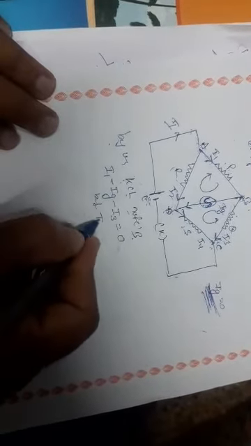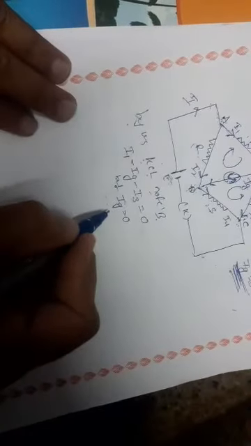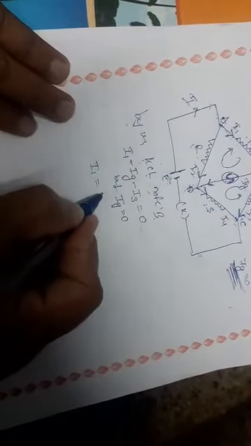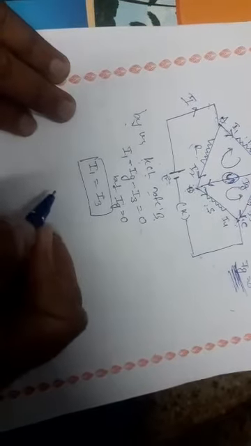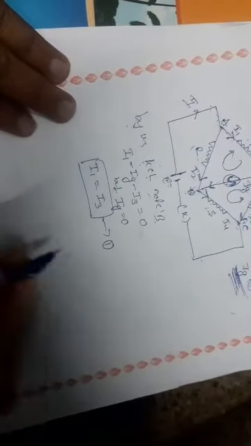But the current through the galvanometer shows zero deflection. That means I1 is equal to I3. That is called equation number 1.